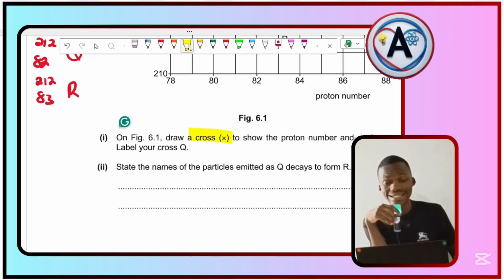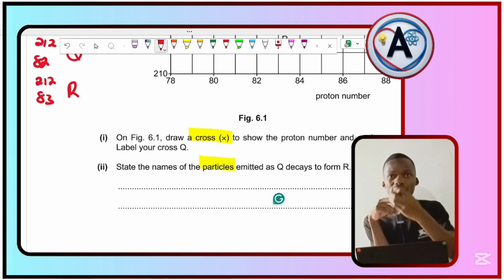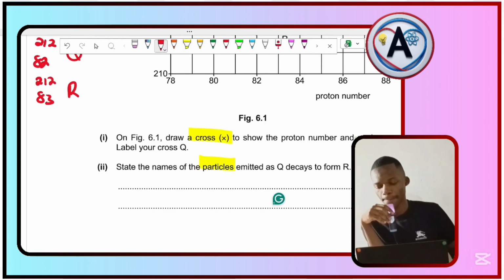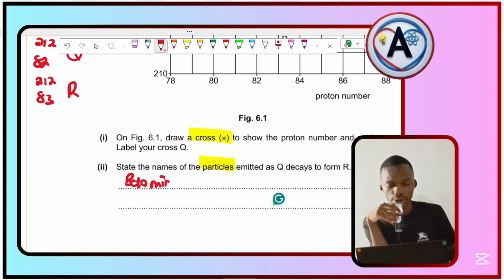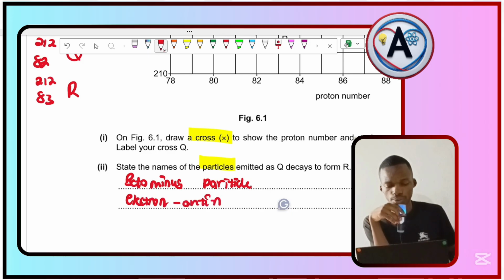But the question says, state the name of particles. Physics is very particular with the way they phrase their questions. So in this case, the particle that we have is indeed a beta minus particle. But we know that's not it. We've learned that another particle is released during beta minus decay. And that is an electron antineutrino.